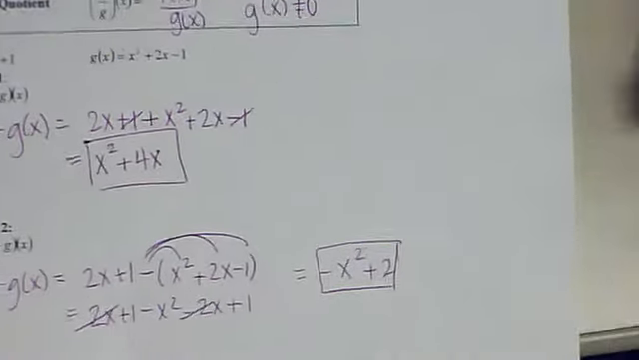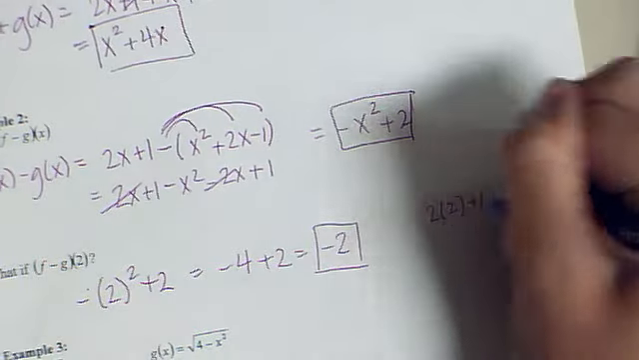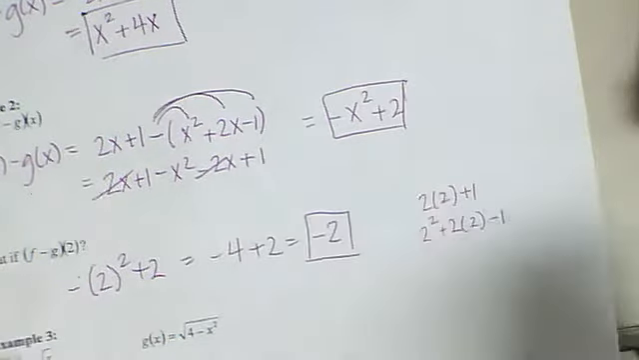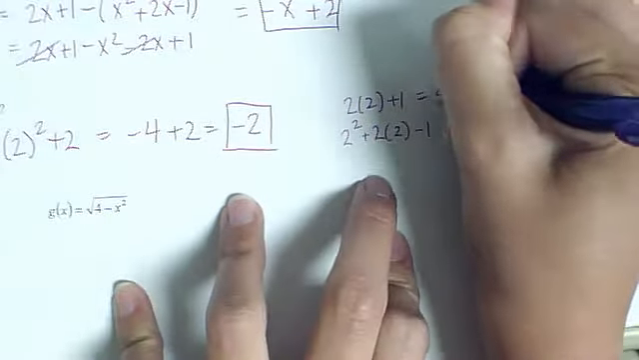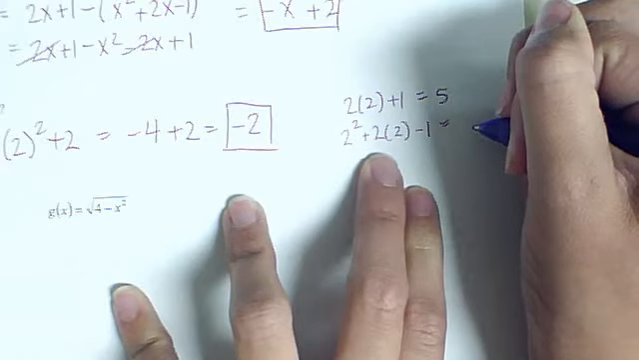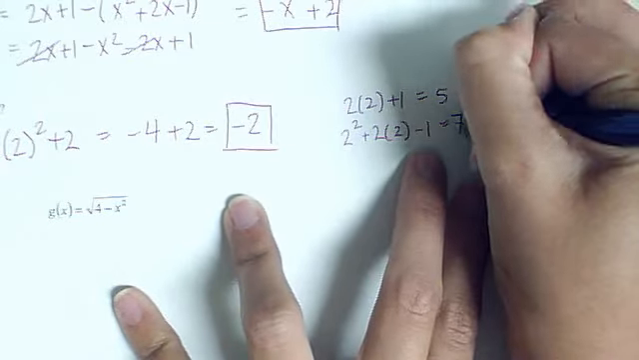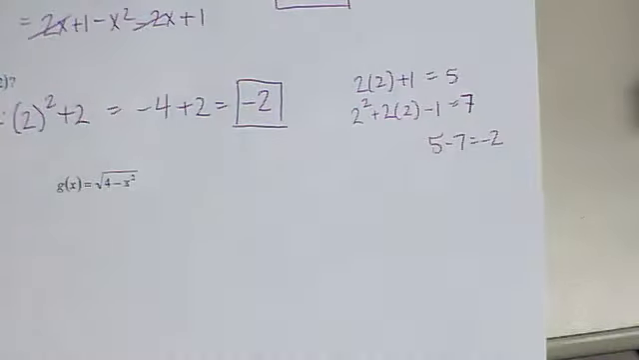Okay, let's write that out, because that should have worked out. Okay, 2 times 2 plus 1, and then the second one is 2 squared plus 2 times 2 minus 1. Oh, I plugged in the wrong thing on the second one. Okay, 2 times 2 is 4, plus 1 is 5. 2 squared is 4, plus 2 times 2 is another 4. 4 and 4 is 8, minus 1 is 7. And then if I do 5 minus 7, I get negative 2. So that checks out. And that's how you subtract if you're not given an x.